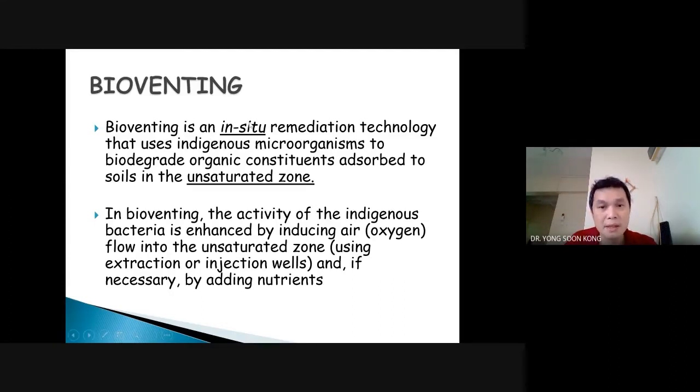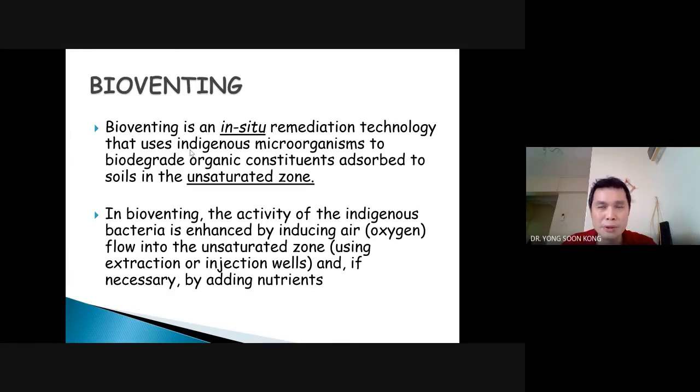Now there is another requirement. Bioventing also needs to be done on a soil column. The area must be airable. Airable means when you pump air inside, the air actually can move around in the soil. Sounds quite important, quite impossible, isn't it?